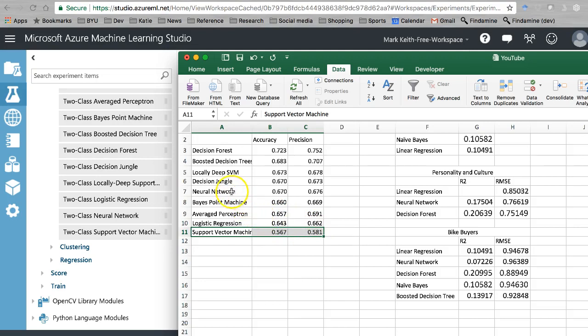But overall, the only thing I'm a little surprised about is that neural network didn't end up a little bit higher, but hey, that's okay. That's why we have to test all of them. Cool. So that's it for two class algorithms.